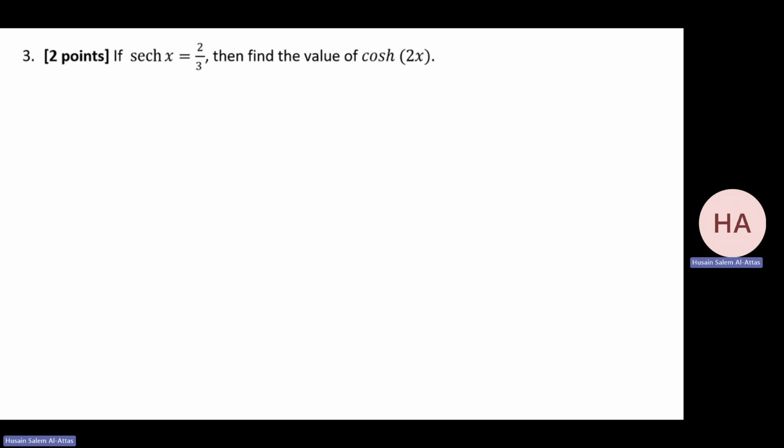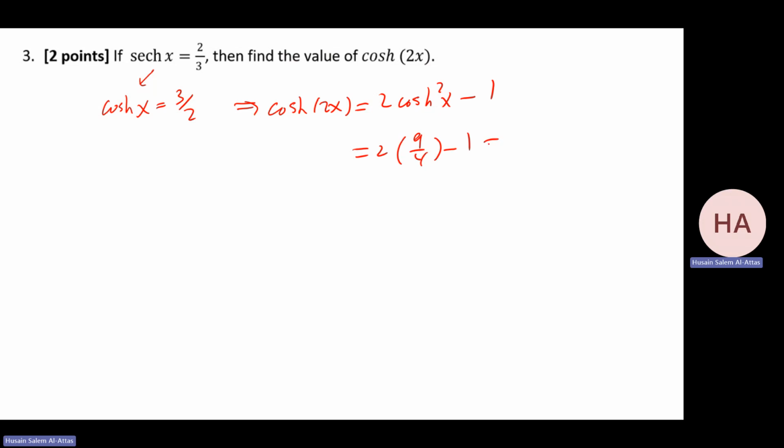Last one before I stop. Secant hyperbolic equals 2 over 3. That means cosine hyperbolic equals 3 over 2. That means cosine hyperbolic 2x will be 2 cosine hyperbolic squared minus 1. That will be 2 times 9 over 4 minus 1. That will be 9 over 2 minus 1, which is 7 over 2. That's it.